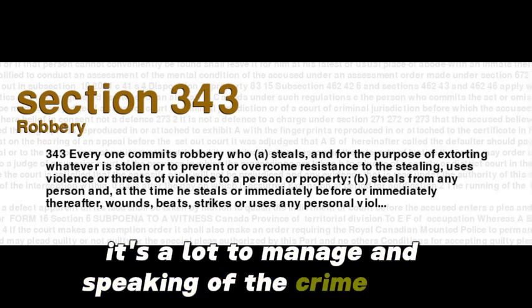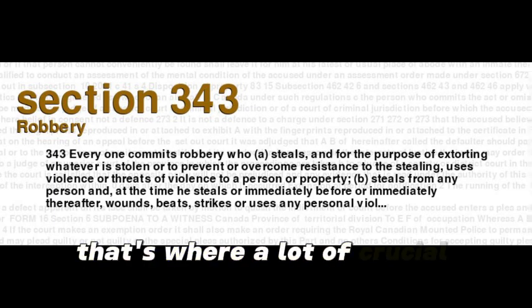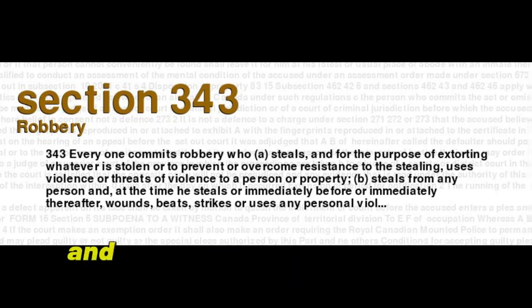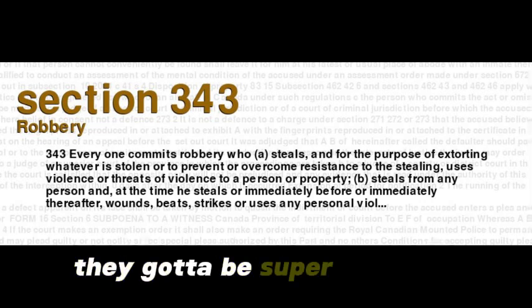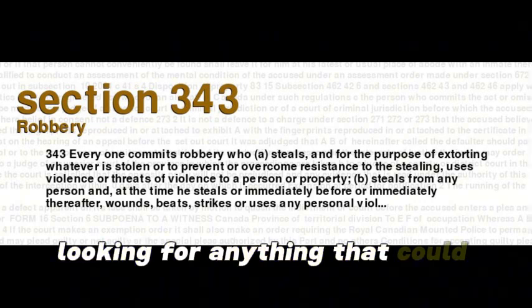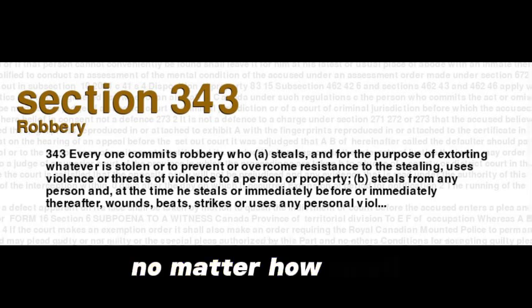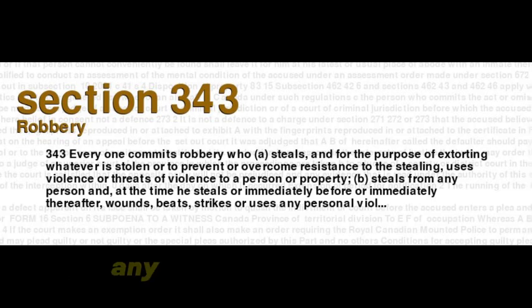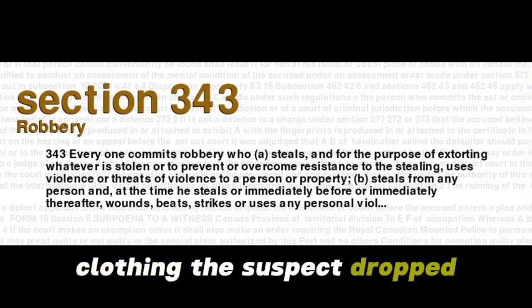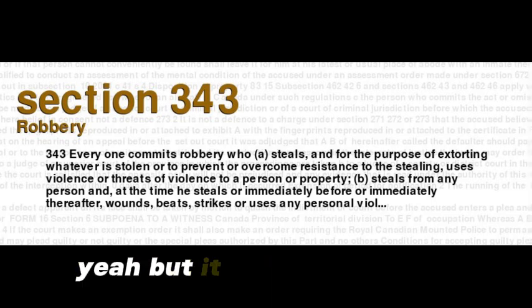And speaking of the crime scene, I imagine that's where a lot of crucial information comes from. Oh, absolutely. And it's not just about what's obvious at first glance either. What do you mean? They've got to be super thorough, looking for anything that could be a clue, no matter how small. Give us some examples. Well, you've got the obvious things. Any weapons used, maybe some of the stolen goods, clothing the suspect dropped, like you see in the movies. But it goes beyond that.